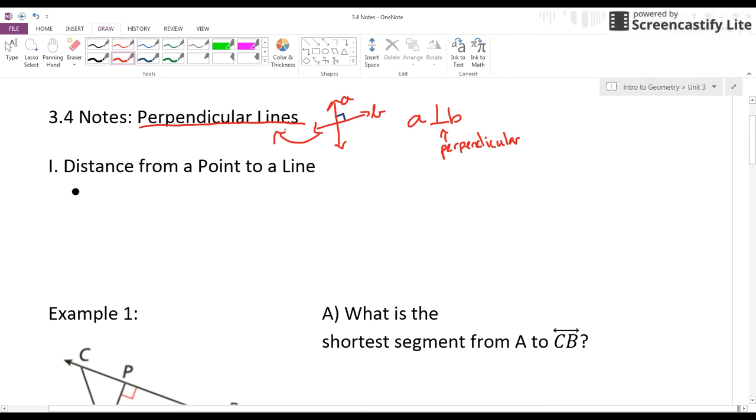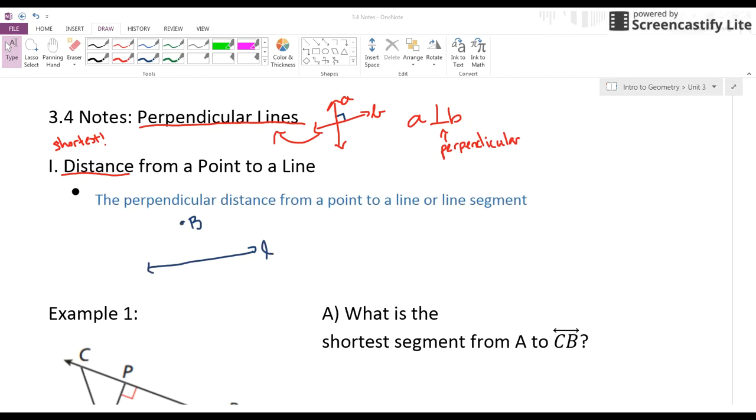But first, let's talk about what we call a distance from a point to a line. There's lots of distances you can calculate from a point to a line, but here we're going to talk about the shortest. So when I'm asking you to find the distance in this section, we're going to be looking at the shortest distance. And that shortest distance is going to be the perpendicular distance from the point to the line or line segment. So let's go ahead and write that down.